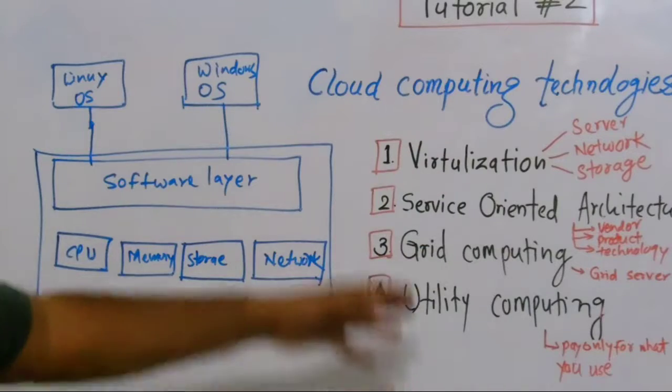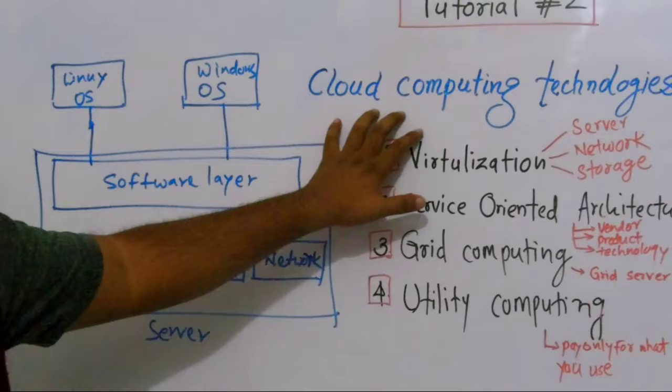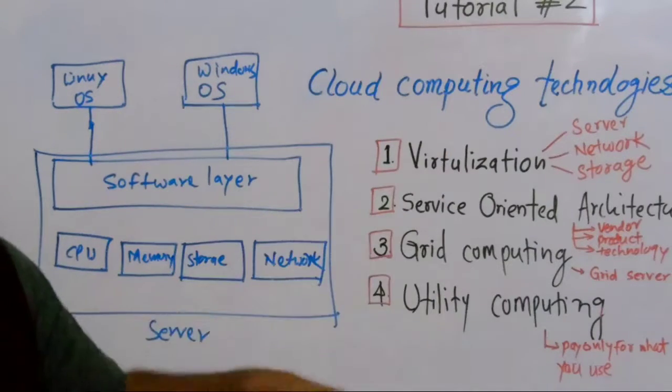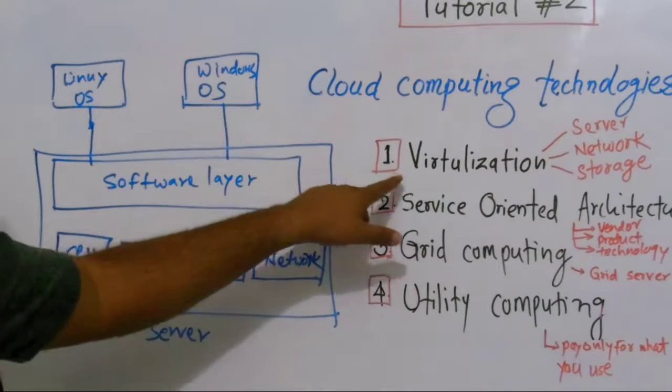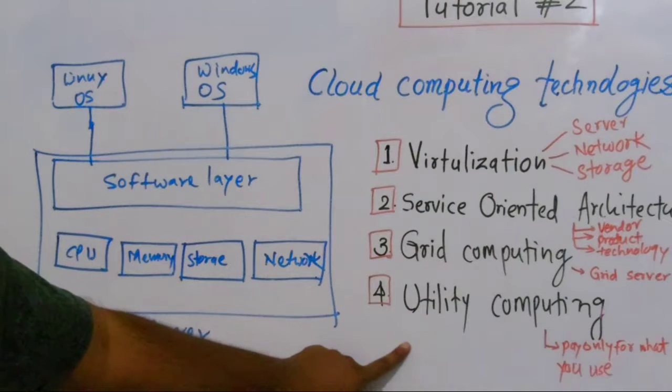So I will be comparing all of these technologies, which are cloud computing technologies basically, and how they are different from the actual cloud computing in coming tutorials. Okay, virtualization, service-oriented architecture, grid computing, and utility computing.